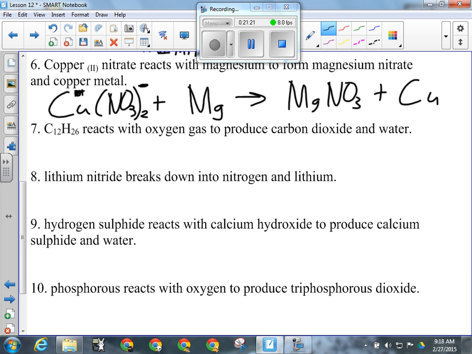Now, what do I need to do with this compound? Because I haven't done it yet. Shay? I got to swap and drop. This is a 2+, this is a -1, so when we drop and swap, we're going to get Mg(NO3)2. Balancing-wise, this one's easy. Why is this one easy to balance? No, it's not a combustion reaction. Why is this one easy to balance? It's already balanced. There's 1 copper, 2 nitrate, 2 nitrate, 1 magnesium, 1 magnesium. So it was already balanced. So we just go 1.